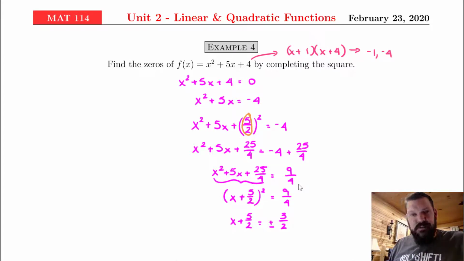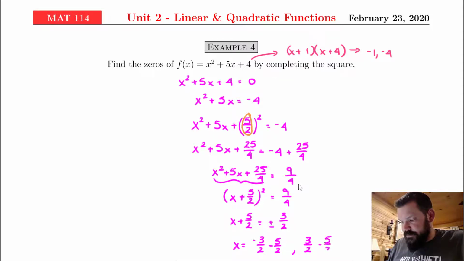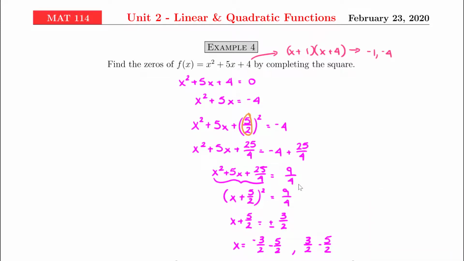And then all I have left to do now is subtract 5/2 from both sides, and I'm going to get x is equal to negative 3/2 minus 5/2 and positive 3/2 minus 5/2. So both of those will simplify. Negative 3/2 minus 5/2 is negative 8 over 2, which is negative 4. 3/2 minus 5/2 is negative 2 over 2, which simplifies to negative 1.